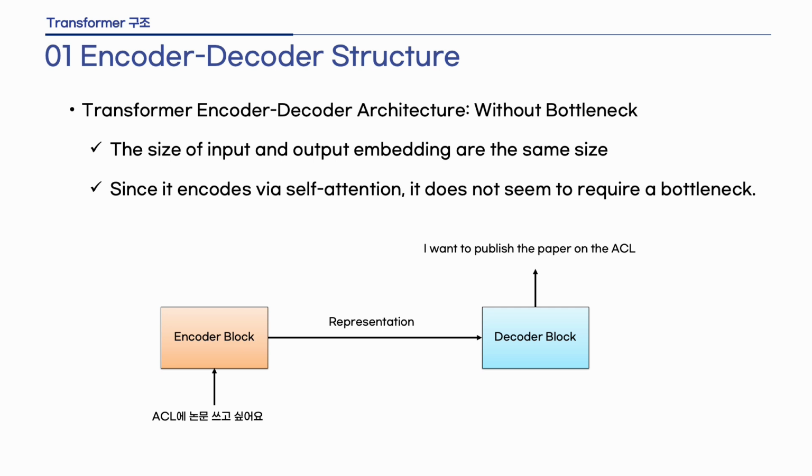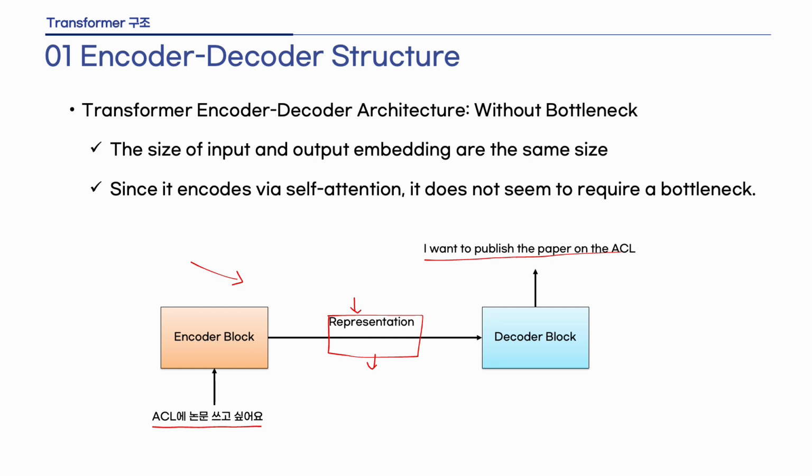So in summary, the encoder-decoder structure is as below. This is a typical machine translation task. ACL에 논문 쓰고 싶어요 can be translated to: I want to publish the paper on the ACL. And in the middle of the input and output there is a representation layer. As I mentioned, this is a kind of bottleneck layer from the autoencoder.